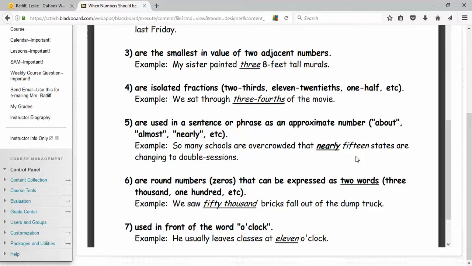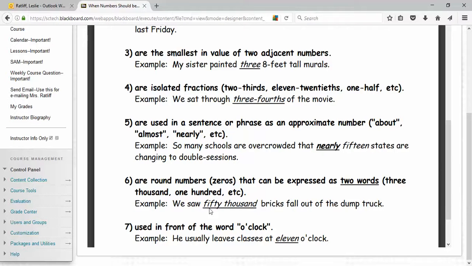The next rule for when numbers should be words: round numbers. Round numbers have zeros in them. If the round number can be expressed as 2 words, if you can speak that number and you speak it as 2 words, then you should spell out the number. So, 50,000 bricks fell off the dump truck. 50,000 is the number. It has zeros in it. And in this particular case, it is spelled out as 2 words, so it should be words.